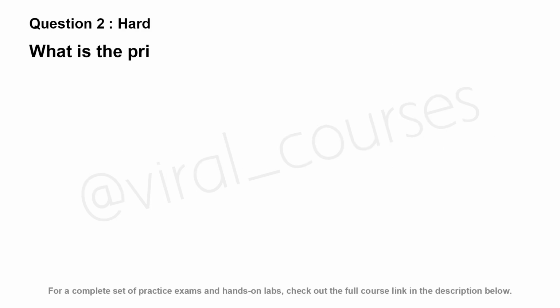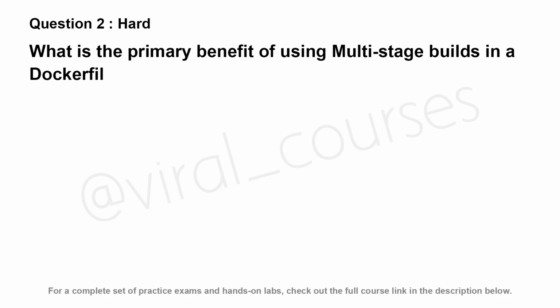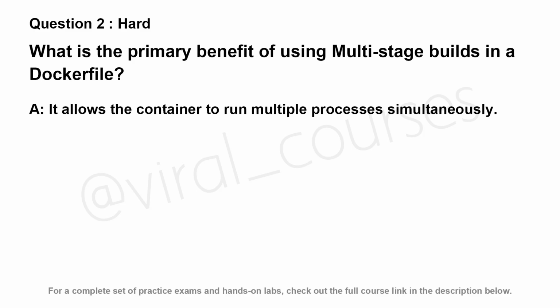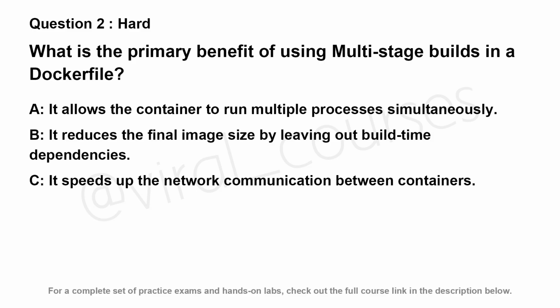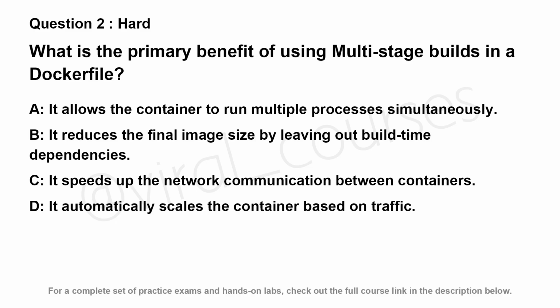What is the primary benefit of using multi-stage builds in a Dockerfile? Option A. It allows the container to run multiple processes simultaneously. Option B. It reduces the final image size by leaving out build time dependencies. Option C. It speeds up the network communication between containers. Option D. It automatically scales the container based on traffic.